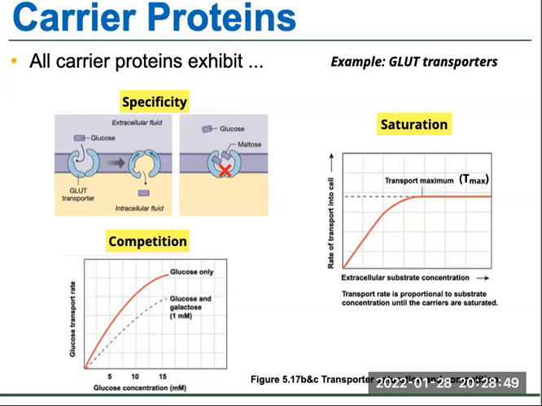All carrier proteins, whether active or passive, are going to exhibit three properties that result from the binding of a substrate to a protein. Those are specificity, binding for a single type of molecule, and competition, among molecules of the same shape. They're also going to exhibit saturation, meaning the rate of transport is limited by the number of available carrier proteins. And so here we can see the concept of transport maximum.